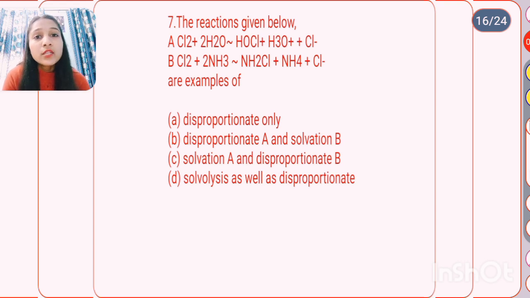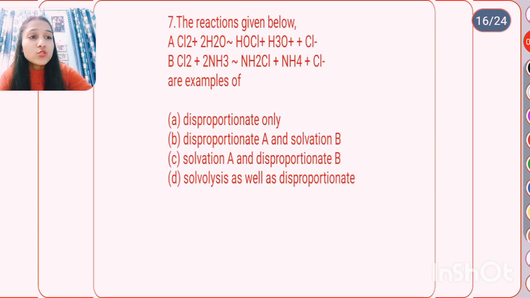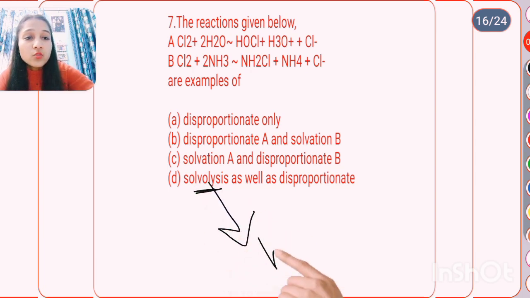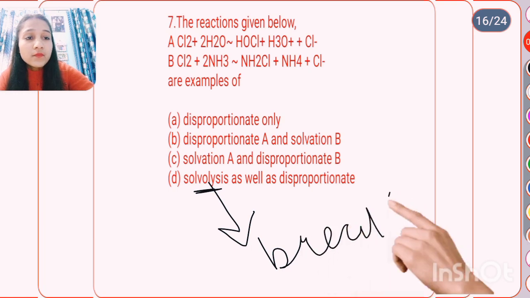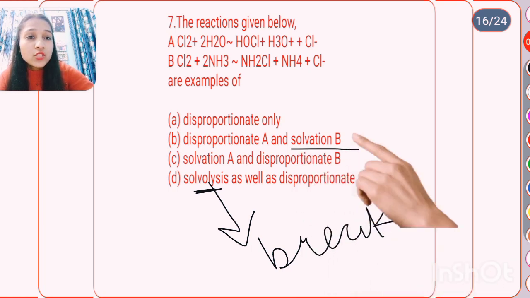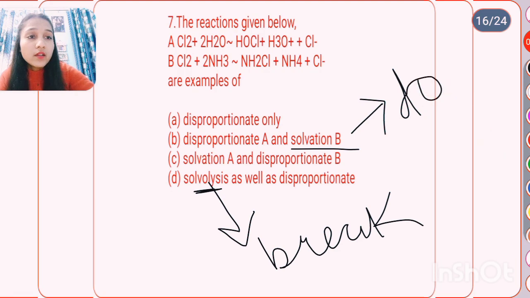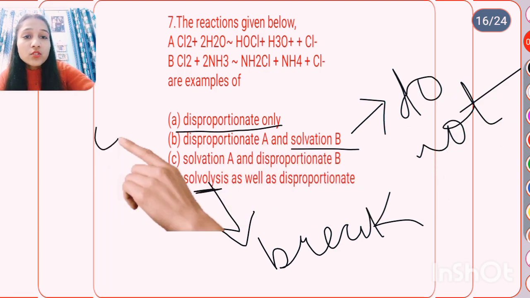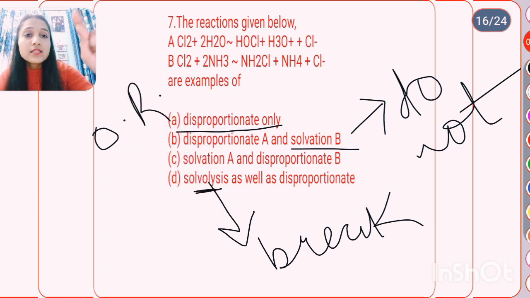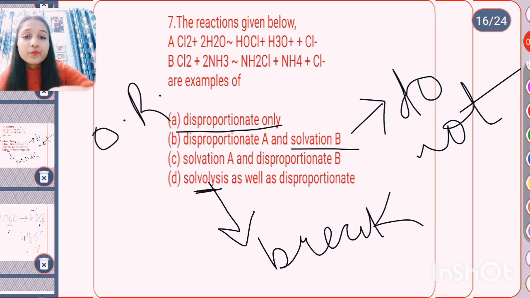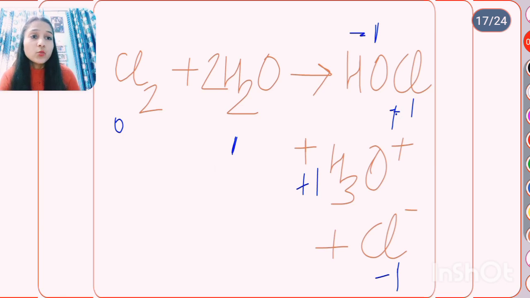breaking of solvent doesn't take place, and in solvolysis we have breakage of solvent. In solvolysis the solvent breaks, but in solvation the solvent does not break, and disproportionation is where oxidation and reduction take place in the same reaction. So just simply do its solution.